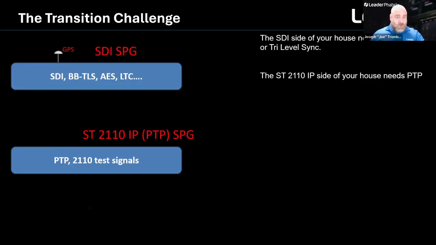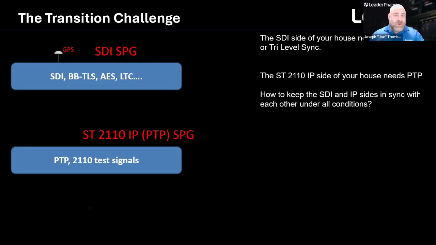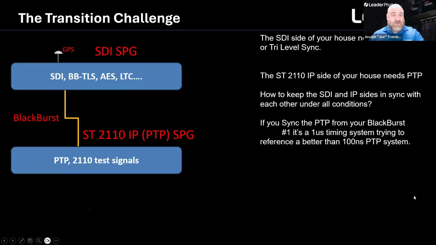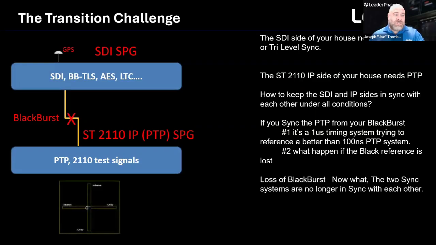The specific warning here is that if you derive PTP from Blackburst, you're referencing a sub-microsecond PTP system to a less precise timing source, and if black is lost, the two timing domains can diverge. This can work until it doesn't, and when it doesn't, the failure mode may be subtle before it becomes visible on air. The issue is not only nominal lock, it's what happens during reference loss, holdover, and restoration.